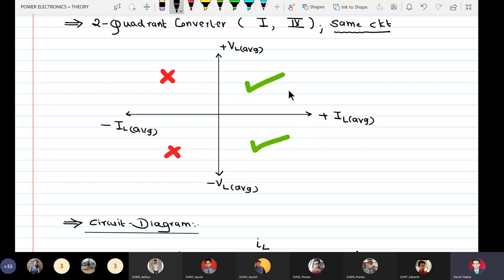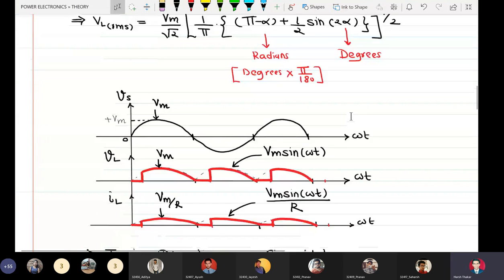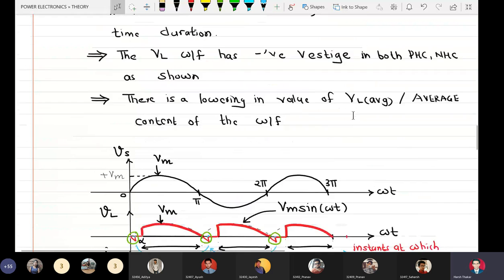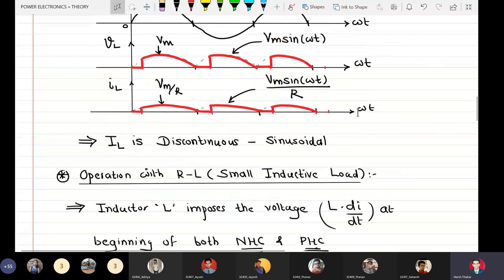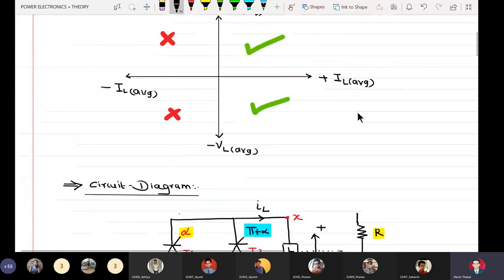So with R and RL loads, the VLAVG can never be negative. We can see in this waveform as well as in this waveform that the VLAVG has to be positive. Why? Because the waveform is existing only above the x-axis and there is no negative portion. So VLAVG is positive with R loads, and the current is positive. So the average content of the VL waveform and of the IL waveform are both positive. That means for R load we get first quadrant operation.